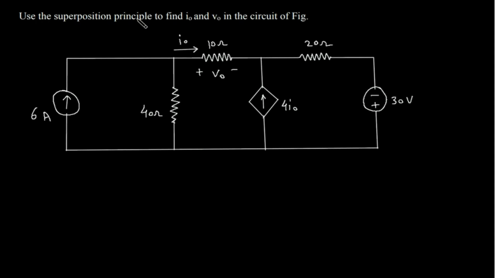Use the superposition principle to find IO and VO in the circuit of figure. We have to find this VO and this IO in this circuit using superposition principle or superposition theorem. As we can see that there are two independent sources and one dependent source. This is a current controlled current source. So solution, first of all we will redraw the circuit.